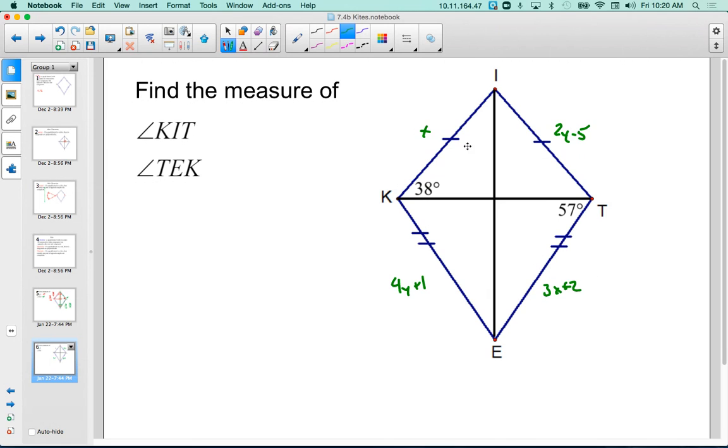But you're going to be able to set up an equation using your sides that are congruent, your consecutive sides. So you could get x equals 2y minus 5, and 4y plus 1 equals 3x plus 2. And then with the equations we've got set up here, you're going to be able to substitute 2y minus 5 in where you see x. So in that second equation, you'll get an equation that just has one variable, and you can solve for it. Similar to what we did in the last problem on the assignment we just completed.